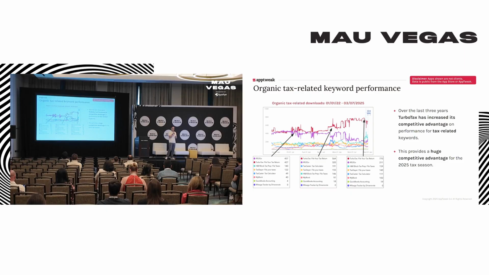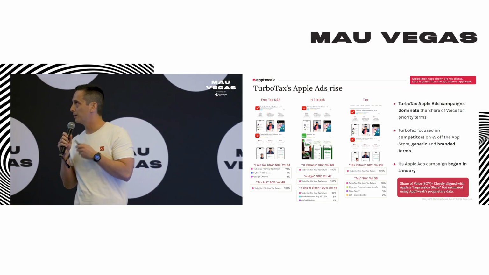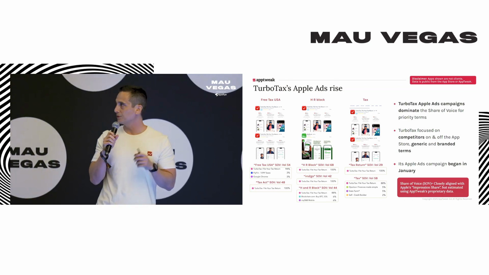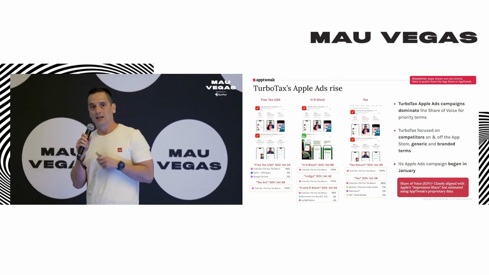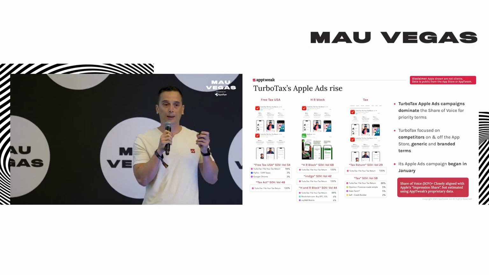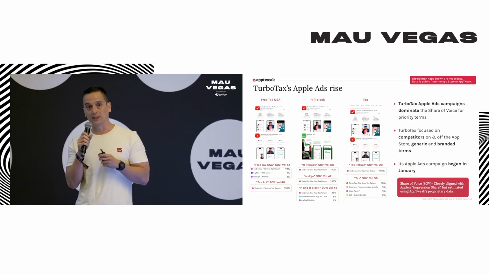I also think this is a great example of why you should implement a seasonal strategy, or at least be aware of your seasonal events, because you don't want to get to a point where your competitors have a significant seasonal advantage over your app. So let's start by discussing TurboTax's Apple Ads strategy. But first, let me go over what share of voice is. Share of voice is an AppTweak metric that estimates the percentage of times an app's ad will show up when a given keyword is searched.